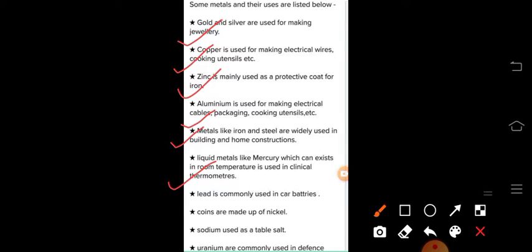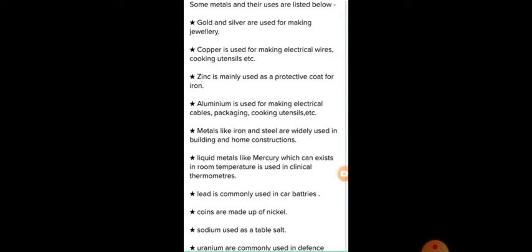Liquid metals like mercury. There is a liquid metal, that is mercury, which can exist at room temperature and is used in clinical thermometers. You must have seen in a thermometer there is a liquid metal, that is mercury. Lead is commonly used in car batteries. Coins are made up of nickel. Sodium is used as table salt. Uranium is commonly used in defense. So these are the uses of metals.